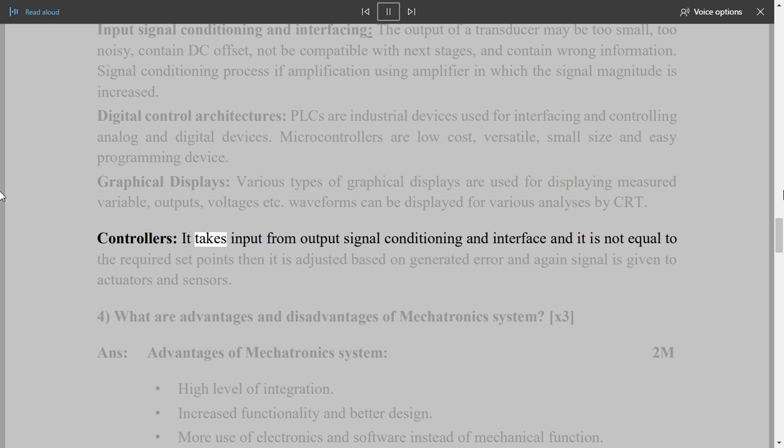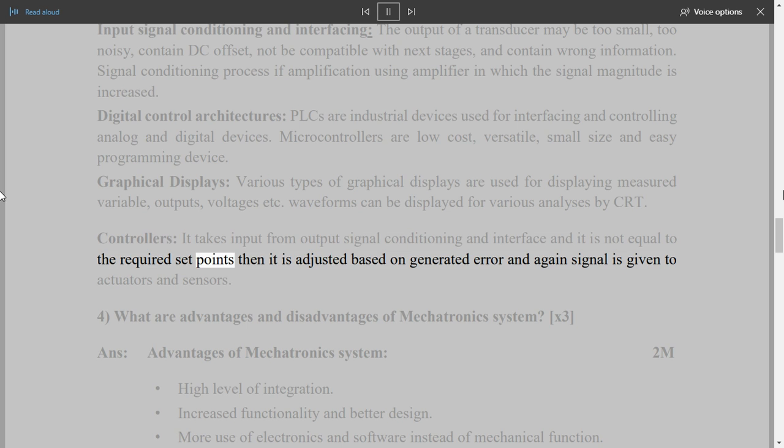Controllers. It takes input from output signal conditioning and interface, and if it is not equal to the required set points, then it is adjusted based on the generated error, and again a signal is given to actuators and sensors.